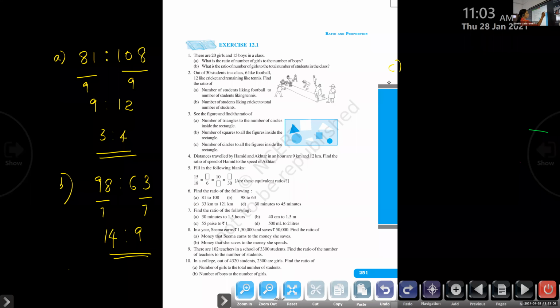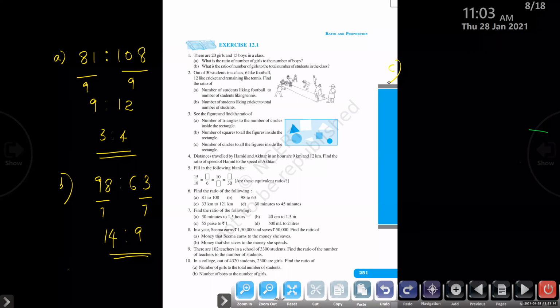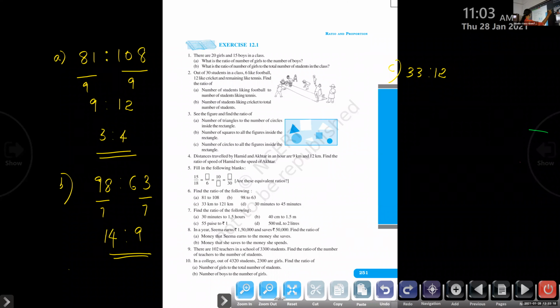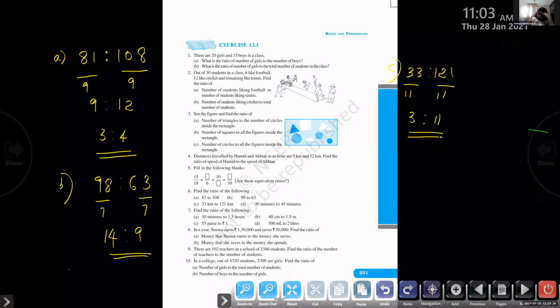And C is? 33 is to 121. We can divide by 11. 11 is the common number. 3 is to 11 itself. 3 is to 11.